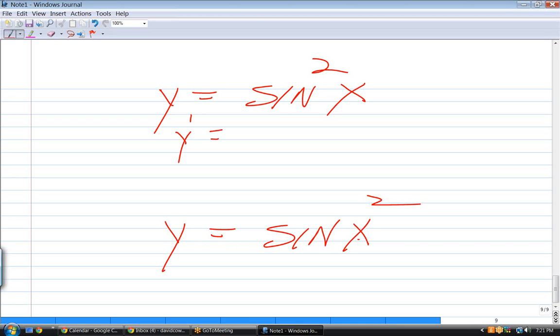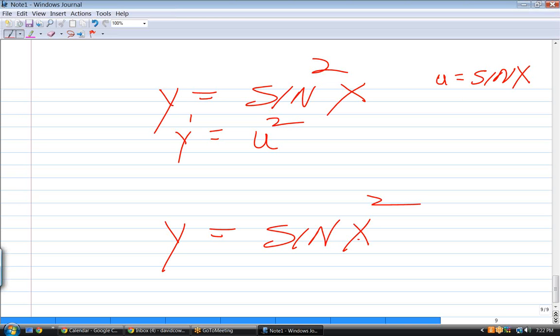what's the inside and what's the outside? Well, sine squared is the outside, and the inside is sine x. In other words, the way you figure it out is you go through substitution. If I was going to use substitution, I would let u equal sine x. Why? Because then I'm taking the derivative of u squared, and I know how to do that.